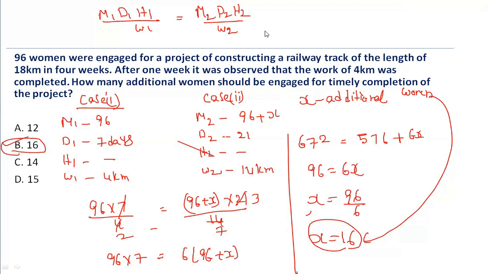Only thing here you have to do is write down the M1 D1 H1 M2 D2 H2 values clearly, and the W1 W2 units of work that is completed, to solve the question. So M1 is 96. In 1 week, they have completed 4 kilometers of work. So W1 is 4 kilometers and D1 is 7. And rest is 14 kilometers of work. So W2 is 14. And rest time is 21 days or 3 weeks to complete the project on time. Extra people will be required for sure. So 96 plus X. Work equivalence logic, if you have applied, additional women required to complete the project is 16. Option B, 16 is the answer.